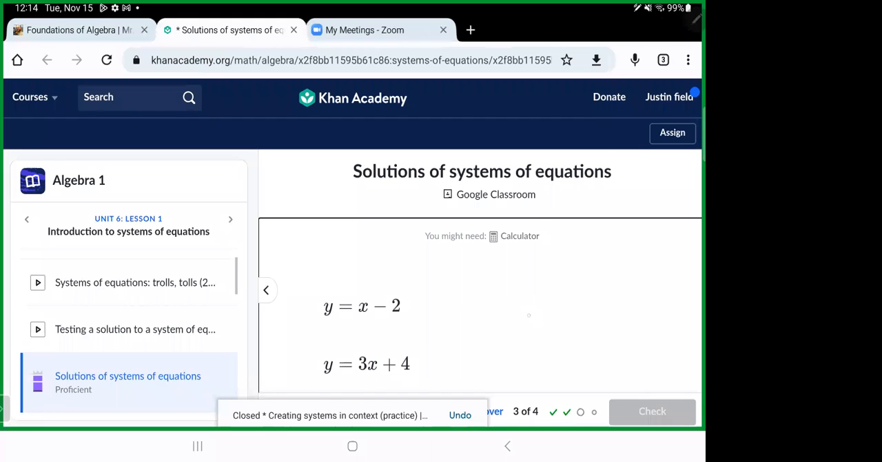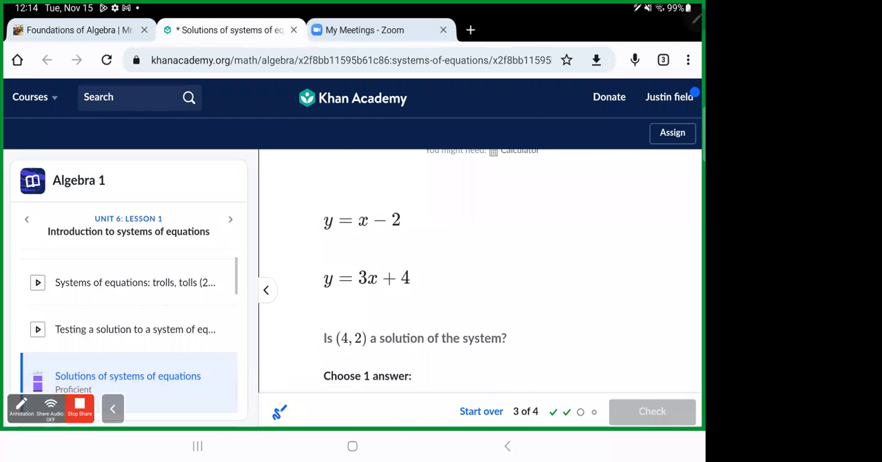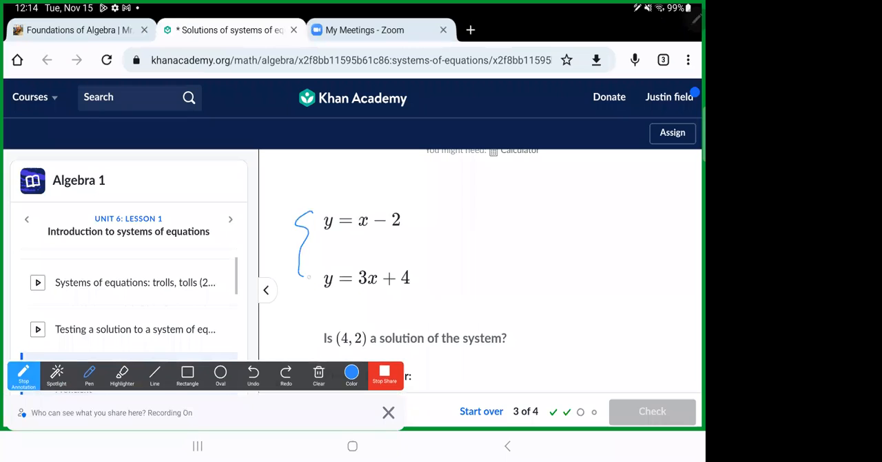Solutions to systems of equations. So what is a system? A system of equations is two or more equations. So let's write that down. System implies two or more equations, and they're connected. Like they could be on the same graph, have a double table, they are related.